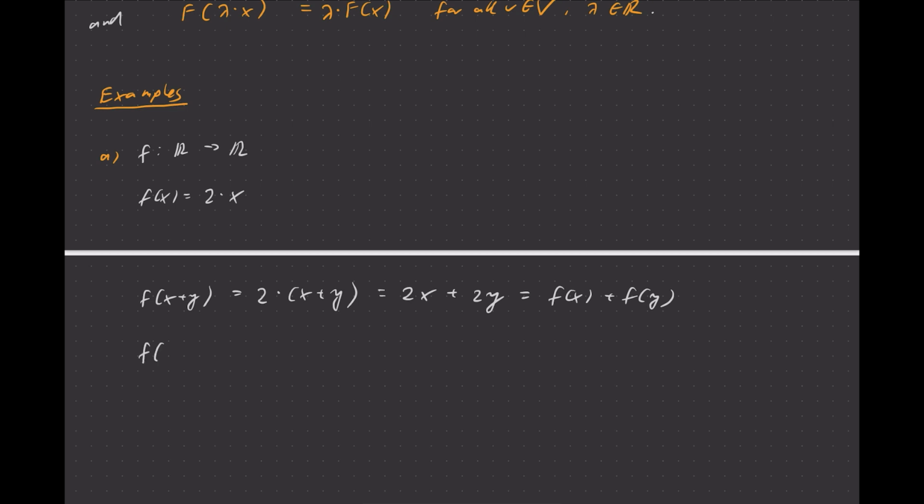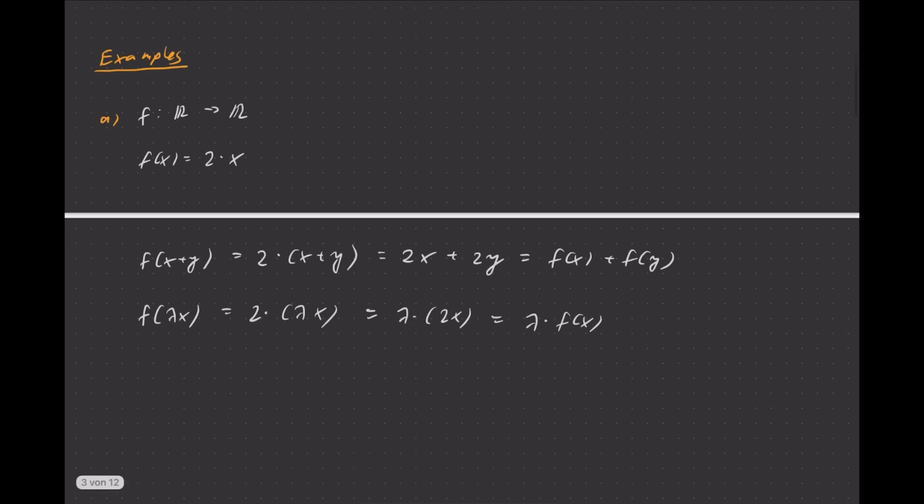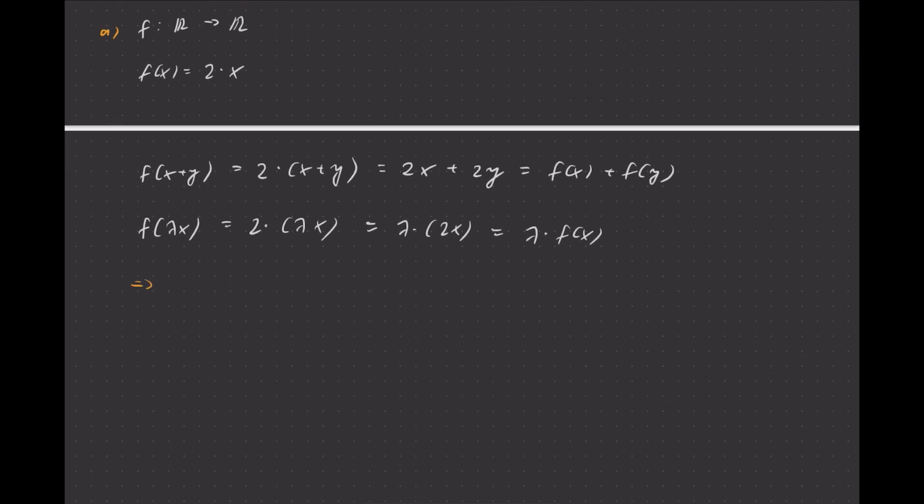And for the second property, let's check f of lambda x. That is 2 times lambda x. Or we can just rearrange that, lambda times 2x. And that in turn is lambda times f of x. So those two properties hold. And that means f is in fact a linear mapping.